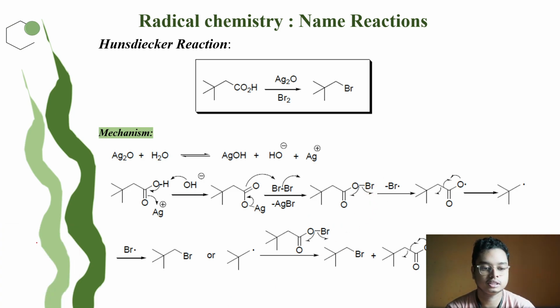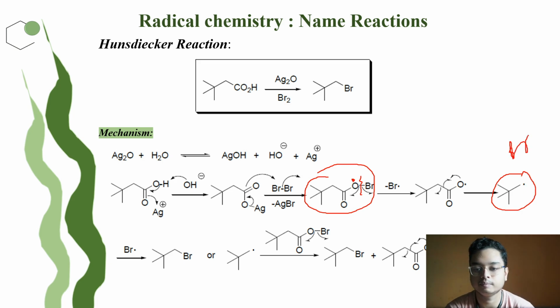So in the first pathway, this particular bond gets cleaved, and this radical will undergo the decarboxylation pathway to generate this radical, and this radical will now combine with the Br radical present in the medium. After cleaving this bond, we get our Br radical, and this Br radical and this radical combine to generate our corresponding halide.